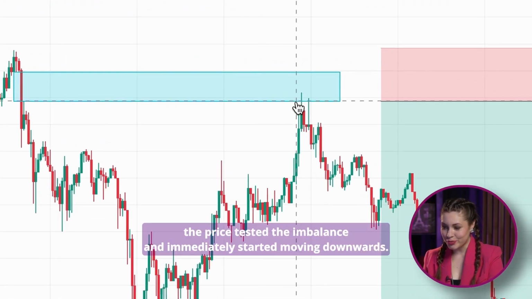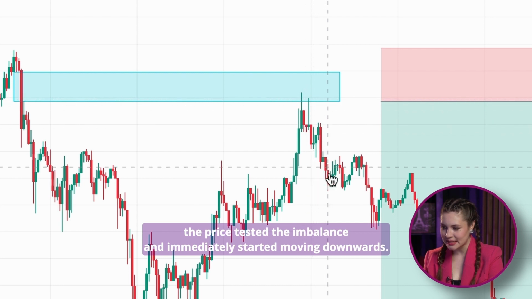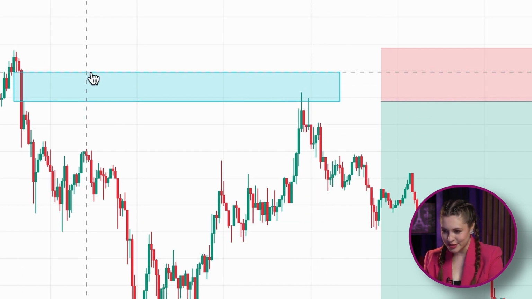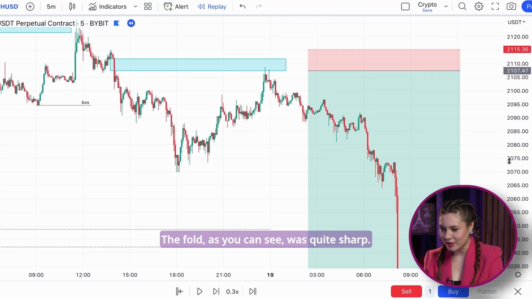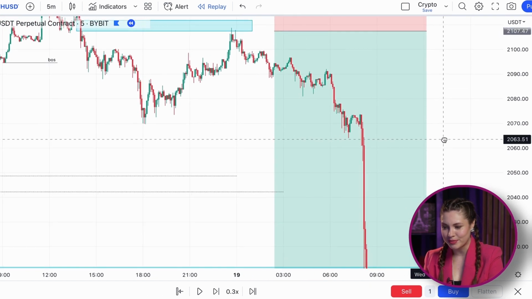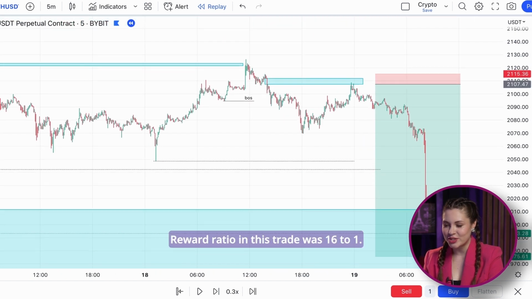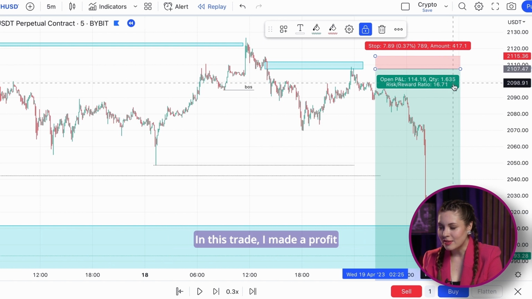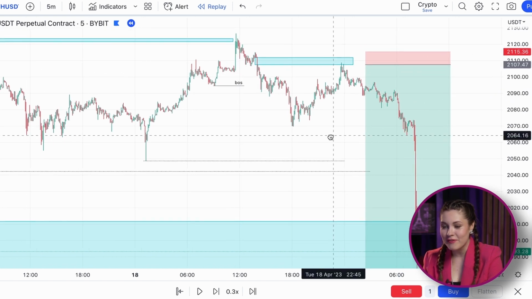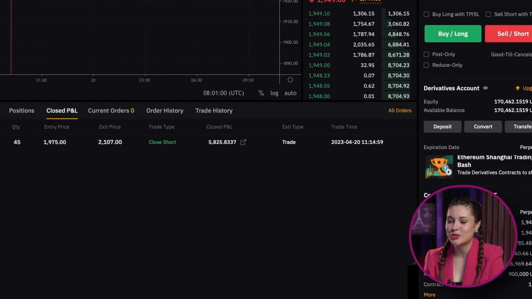After a few hours, the price tested the imbalance and immediately started moving downwards, so my entry point was perfect. The fall, as you can see, was quite sharp. The risk-to-reward ratio in this trade was 16:1. In this trade, I made a profit of $5,825.